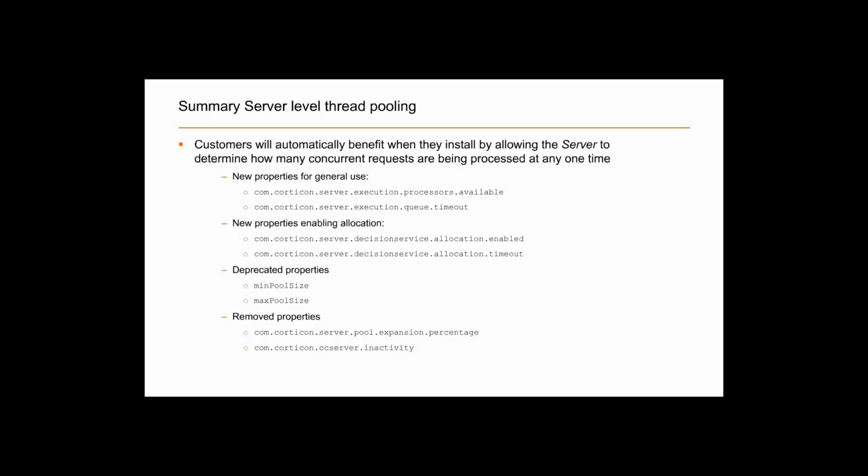In summary, all customers will benefit from the new server-level thread pooling. For those that want more control, we reviewed the necessary properties that have been added to provide control. Additionally, in Corticon, several properties have been redefined, deprecated, or removed.